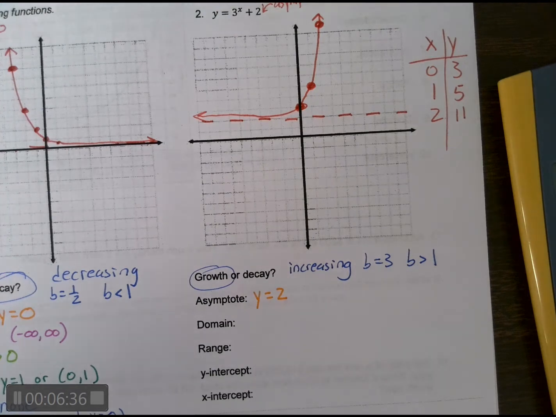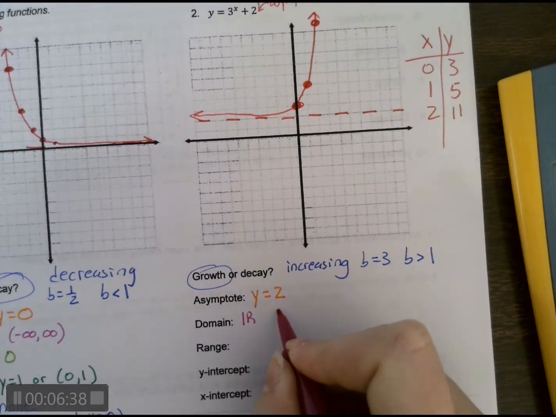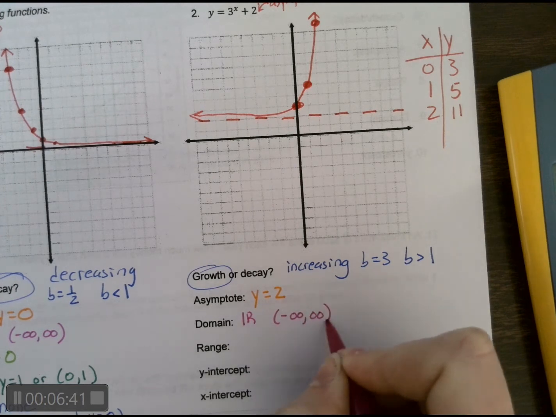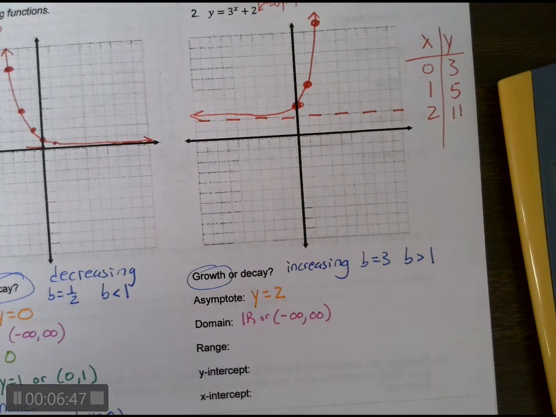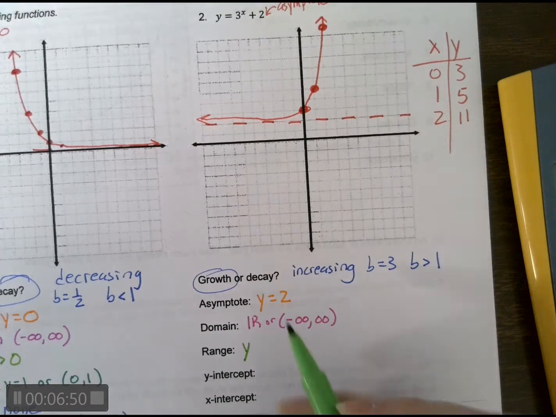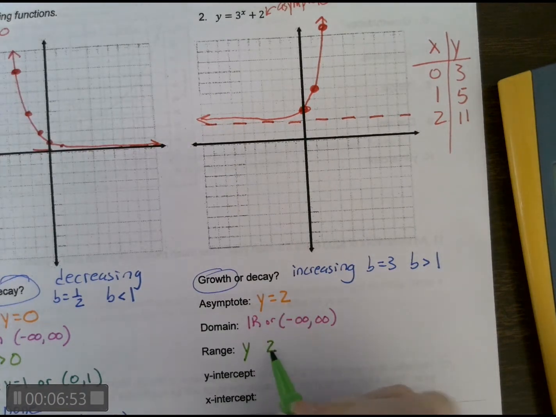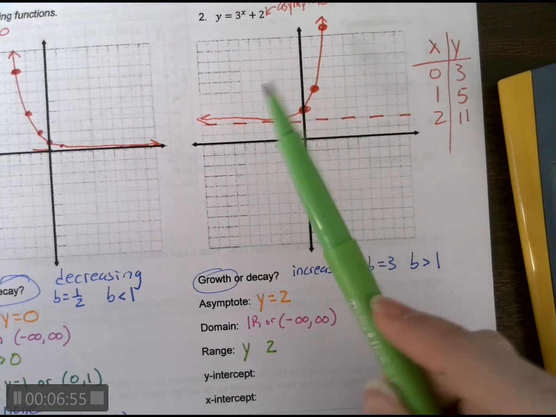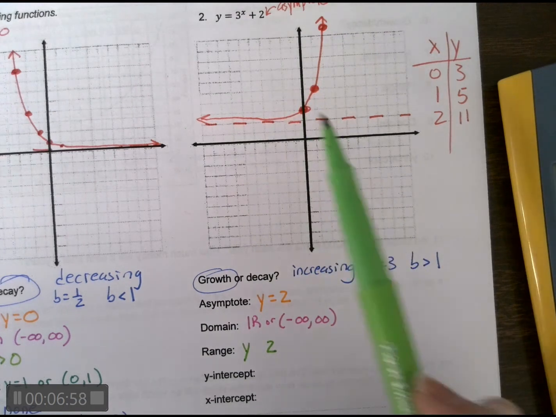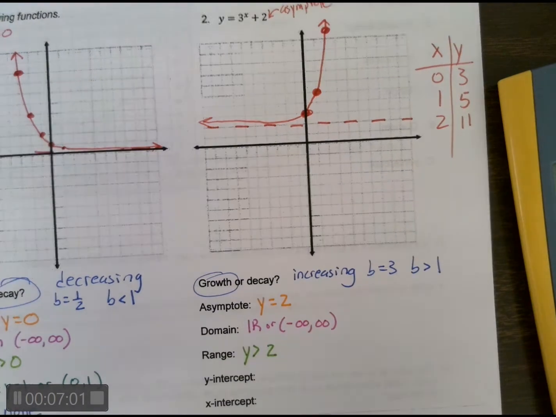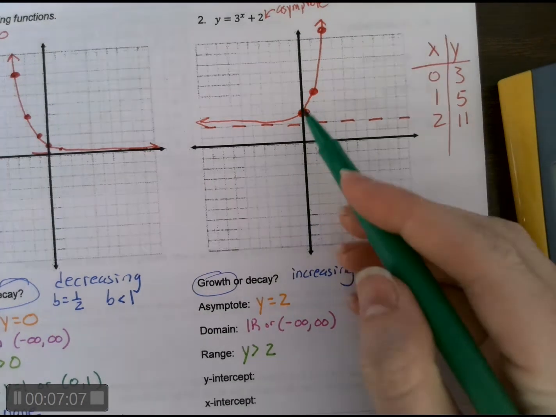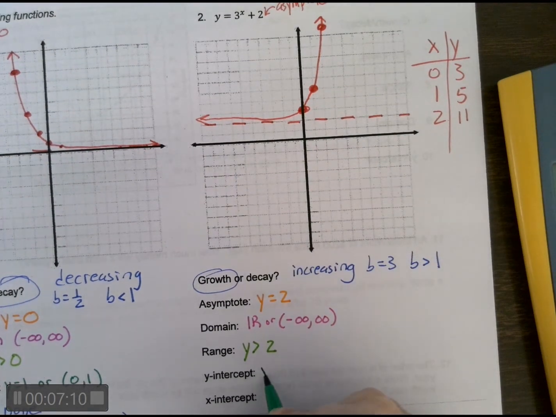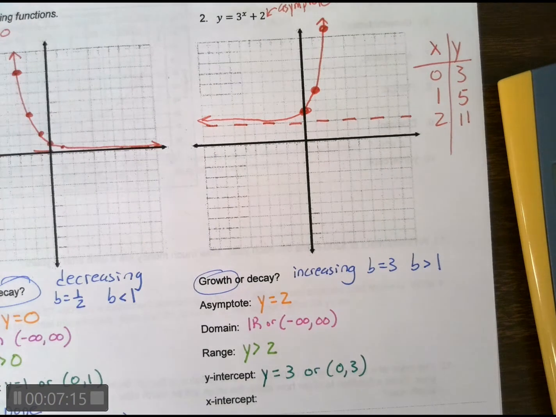What's our domain? All real numbers, or you can say negative infinity to positive infinity. Our range is y greater than the value of our asymptote. Is our graph above or below our asymptote? It's above it, so y is greater than. Then our y-intercept, where it crosses the y-axis, is y equals 3, or (0, 3) for that point.